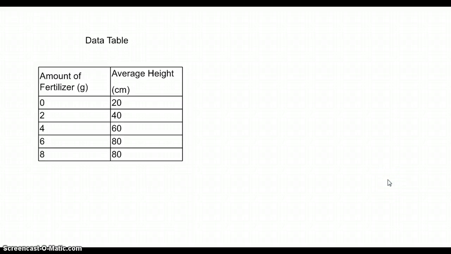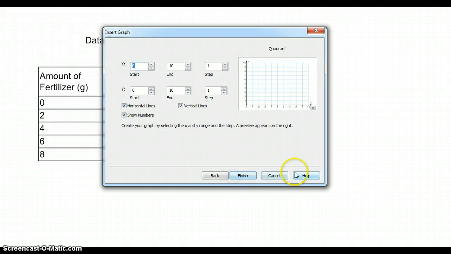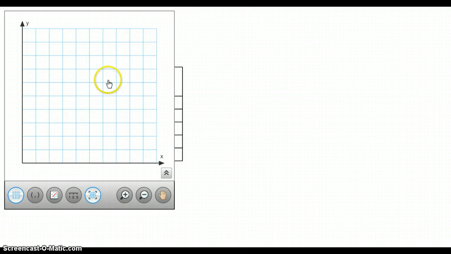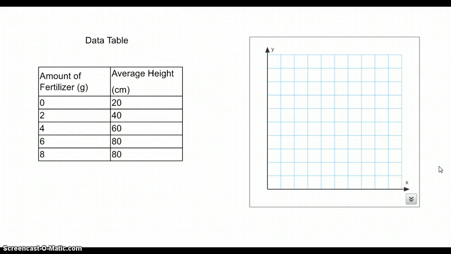Next, let's look at some data and decide how we are going to graph. So here's our data table for the height of a plant based on the amount of fertilizer used. So we need to create a graph that's going to reflect both the x-axis and the y-axis accurately. So let's do that. So I'm going to insert a graph. You can either do this in a Word document, in Excel, or you could hand draw one.